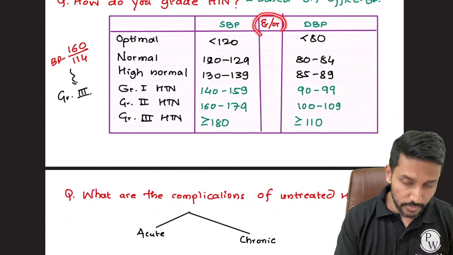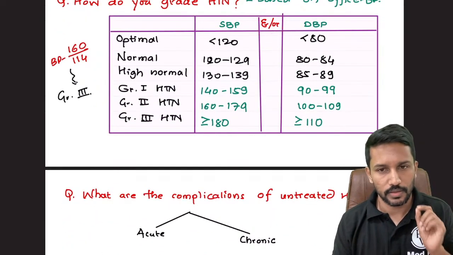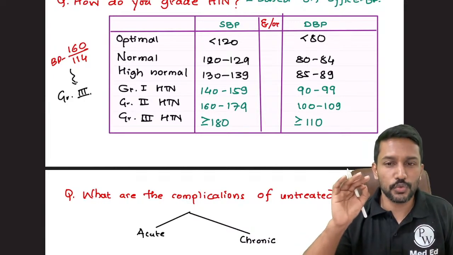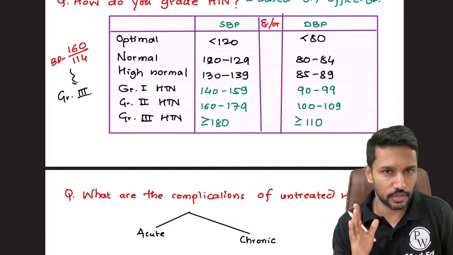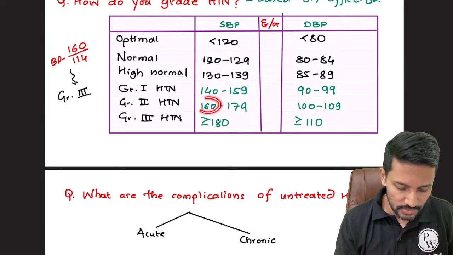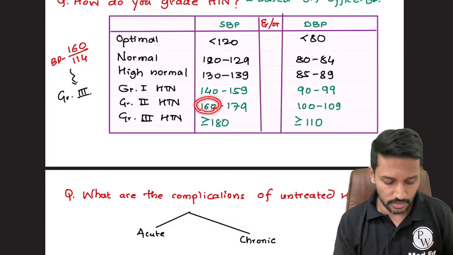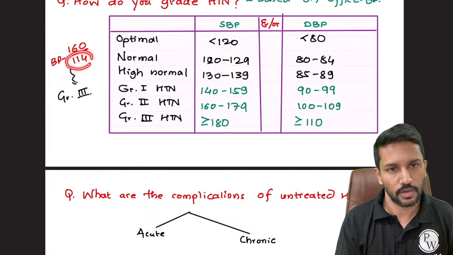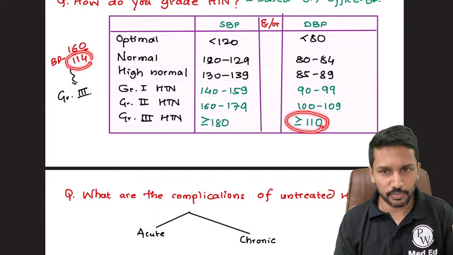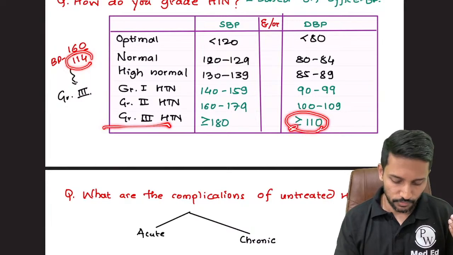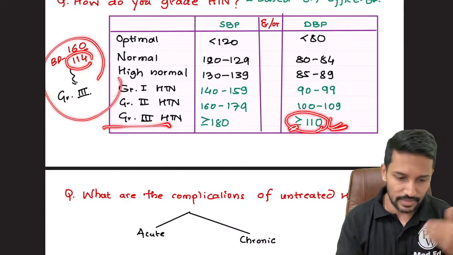I put a small column in between saying "and/or". So obviously we have to choose the highest grade that we can assign to the patient based on their systolic or diastolic BP. From systolic BP 160, yes, we can think that it is grade 2, but diastolic BP is more than 110, right? So when it is more than or equal to 110, highest possible grade is grade 3 for this value. So we will be assigning it as grade 3.